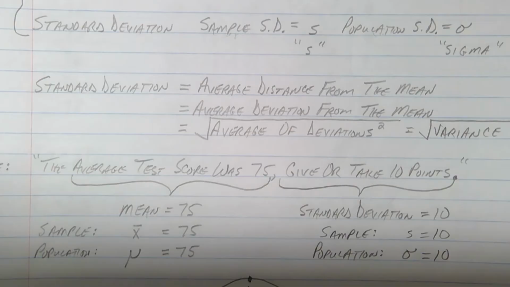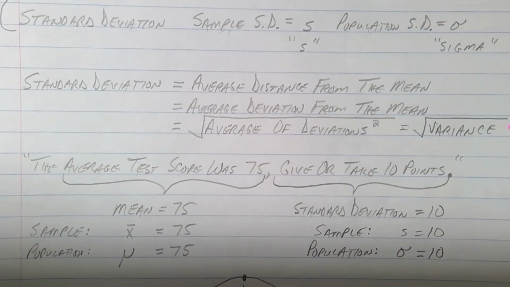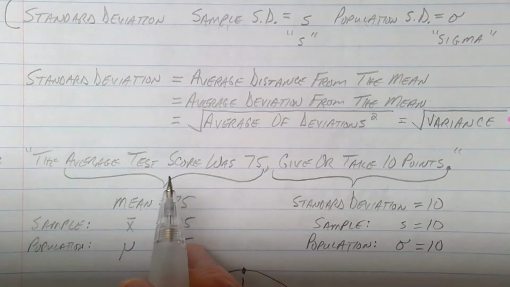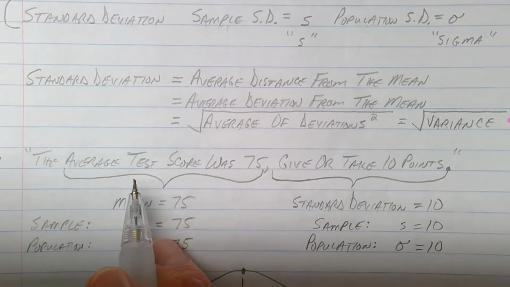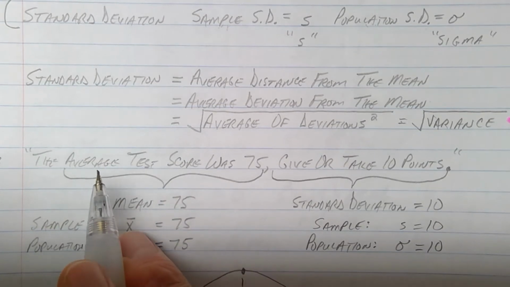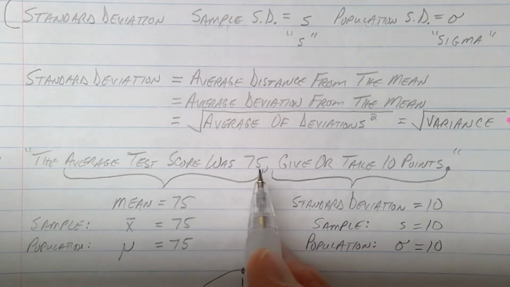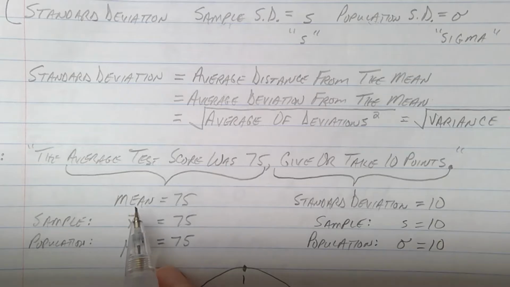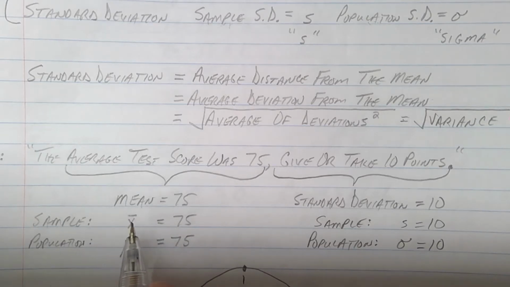So for example, let's say I give a test and I have like 30 kids in the room, and they all take the test, and I add up all those test scores and divide by 30. So my average test score was, say, 75%. I would say the mean of my sample is 75. In other words, x bar is 75. I'm talking about my sample, the 30 people in my classroom. I'm not talking about all of the statistics students in the whole world.